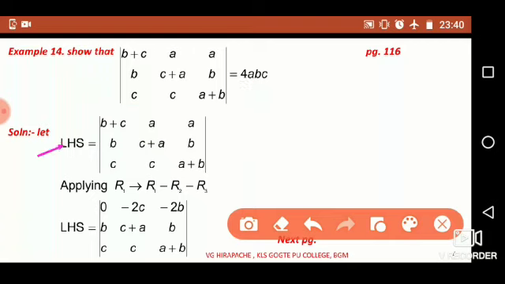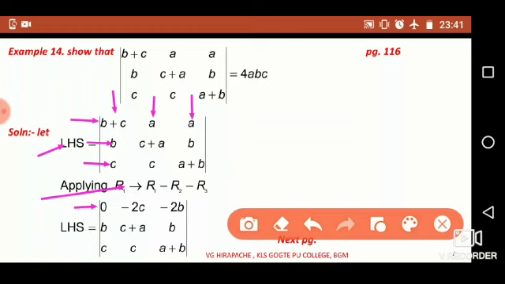Let me begin with the left hand side. The first column elements are b plus c, b and c. Second column elements are a, c plus a, c. And third column elements are a, b and a plus b. Since there is no common factor along any row or column, we can apply R1 changes to R1 minus R2 minus R3, so that we get the maximum zeros in the determinant by applying this row operation. Then R1 changes to R1 minus R2 minus R3, we get the first element as 0.